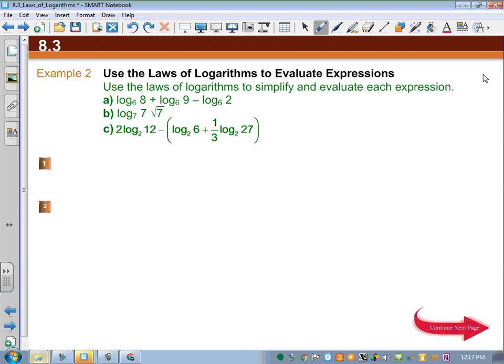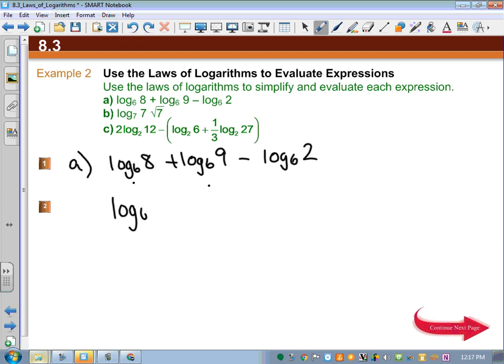So in order to deal with that, we are just going to work left to right using our log laws. So it's log base 6 of 8 plus log base 6 of 9 minus log base 6 of 2. I'm going to deal with these first two logarithms first. Because there is addition, I can write that as the multiplication of their arguments. Now, what I'm doing here is I'm using my addition log law, or my product log law, in reverse.